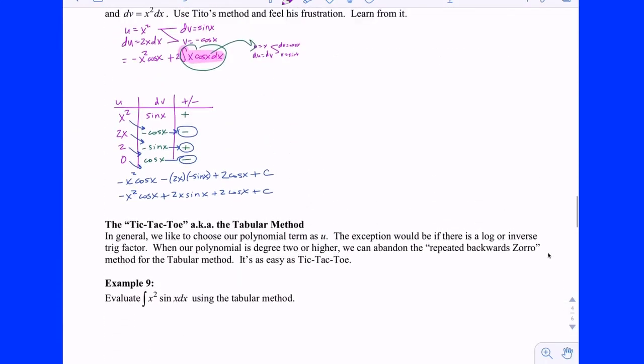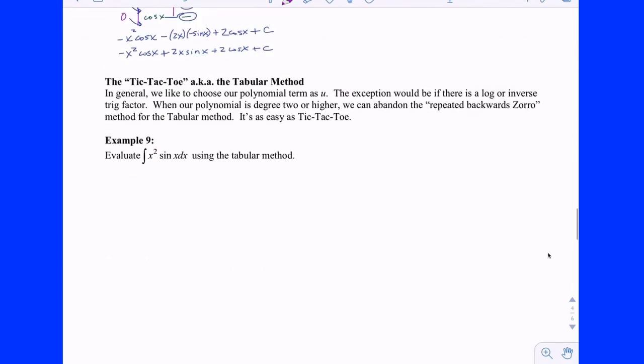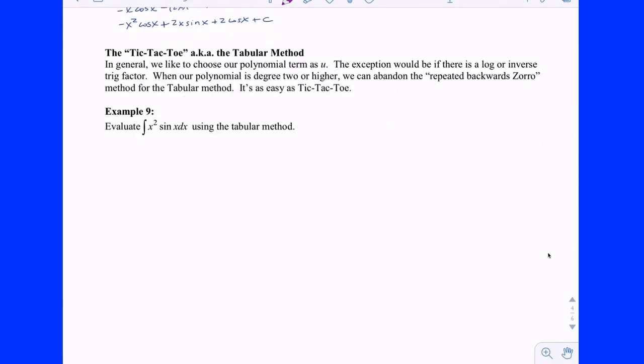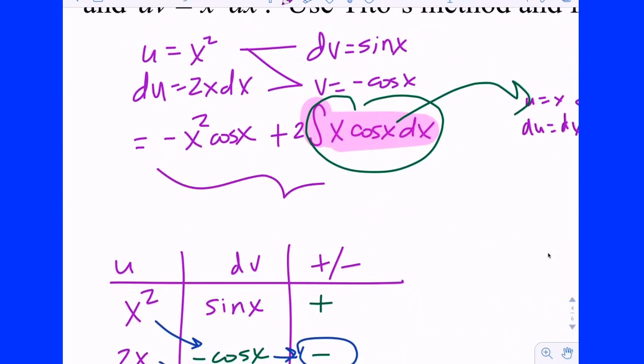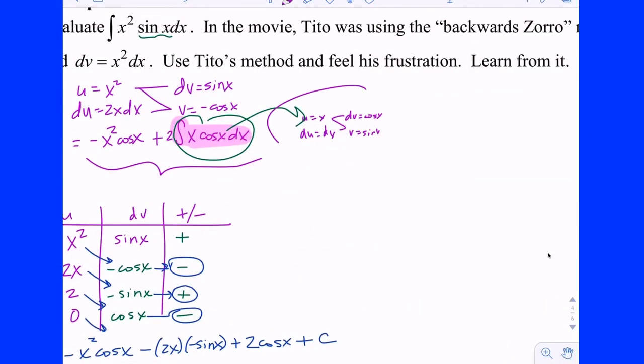Okay, so we just did example 8 with the tabular method, which is what example 9 was asking us to do. I kind of combined both methods, but I never really finished the Zorro method because I wanted to convince you that the tabular method is better.